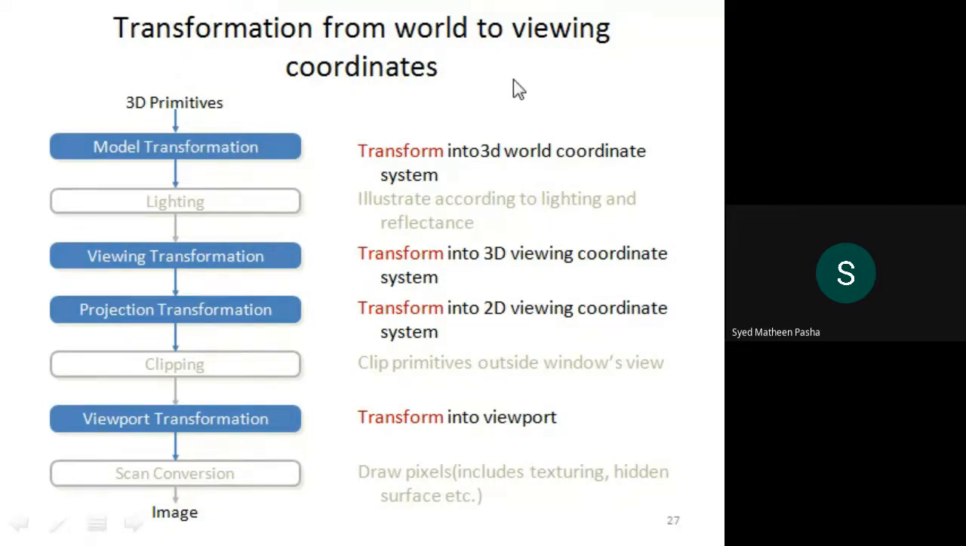The steps highlighted in blue basically come under the transformation of world coordinates to viewing coordinates, where first in model transformation, as we studied, conversion of the 3D world coordinate system is done. Then conversion of those coordinates with respect to 3D viewing coordinates is done. Then each coordinate is represented in the projection transformation with the help of the 2D viewing coordinate system. Then finally, after clipping, you will get the viewport, that is the edited window of that particular object is represented in the viewport transformation.